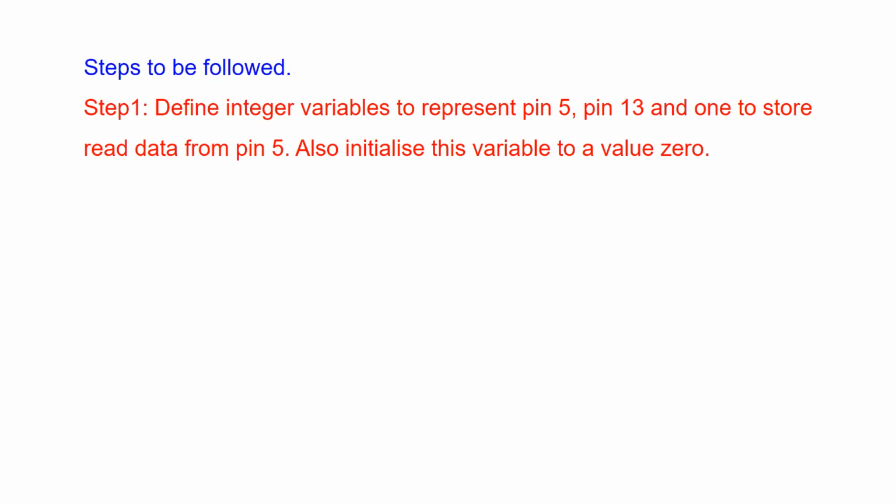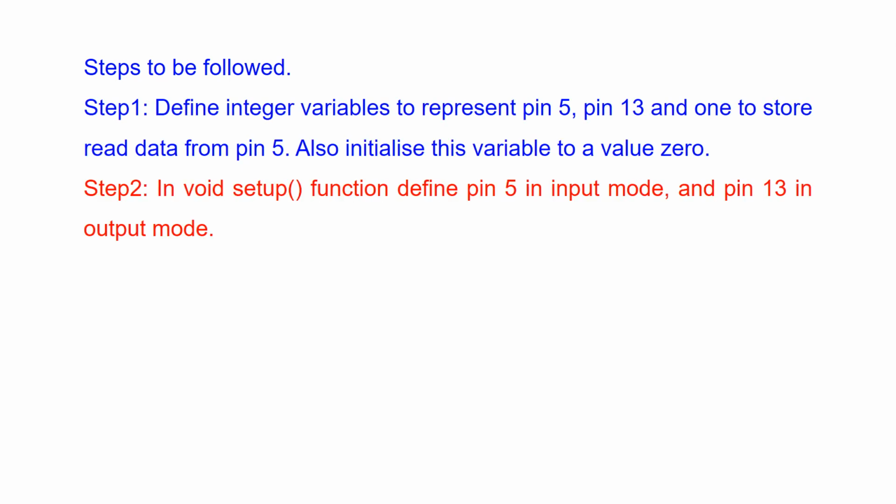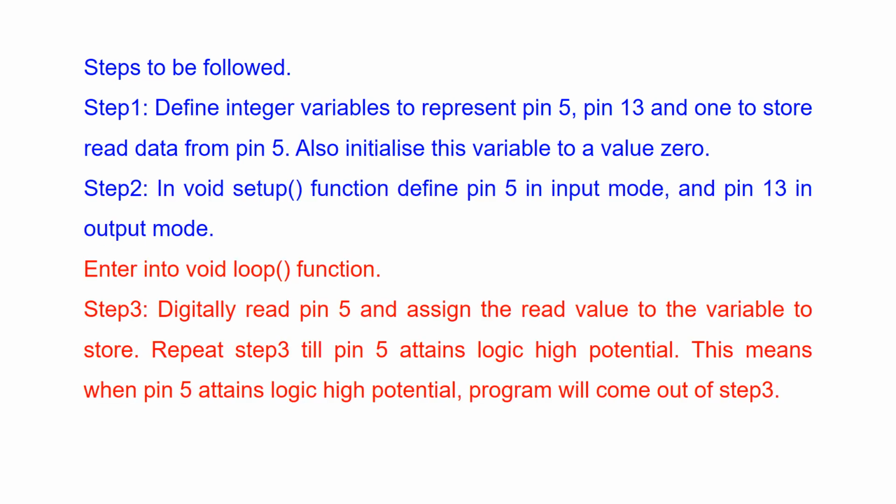The following steps are to be followed for the implementation of the problem statement as mentioned earlier. Step 1. Define integer variables to represent pin 5, pin 13 and one to store read data from pin 5. Also initialize this last variable to a 0 value. Step 2. In void setup function, define pin 5 in input mode and pin 13 in output mode. Now we will go for void loop function.